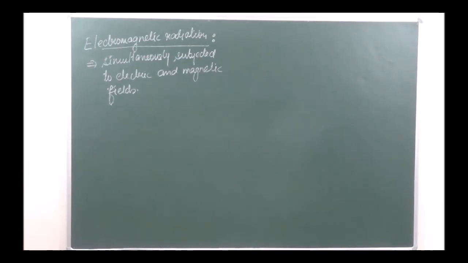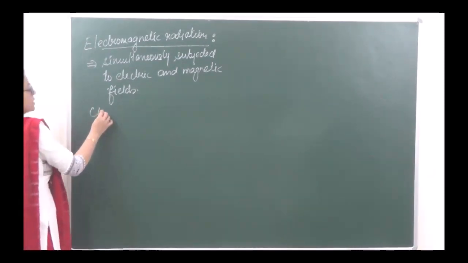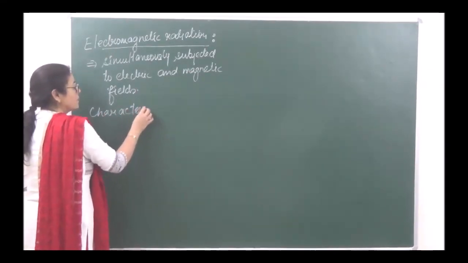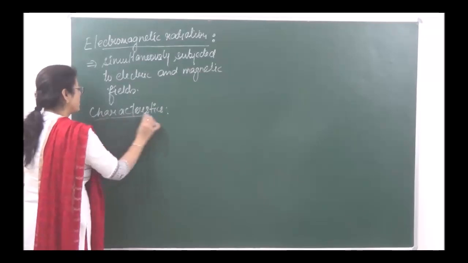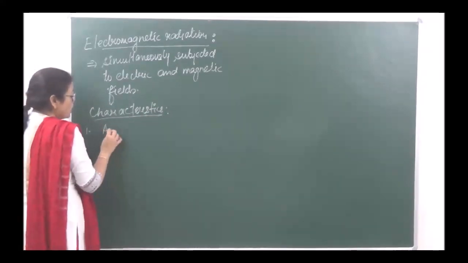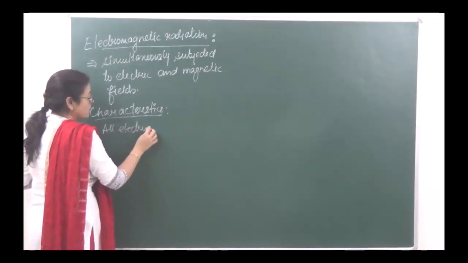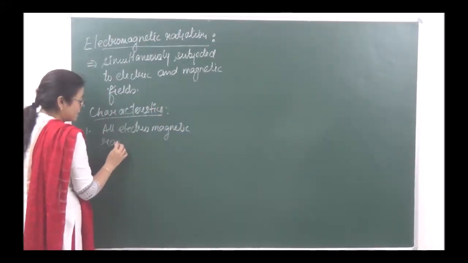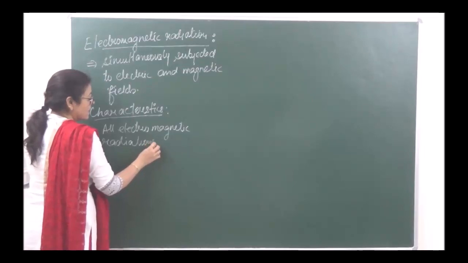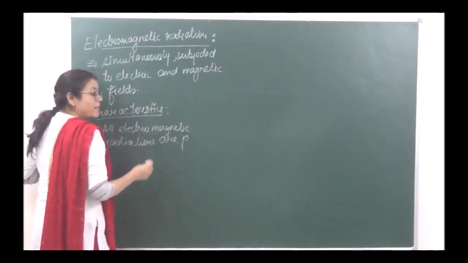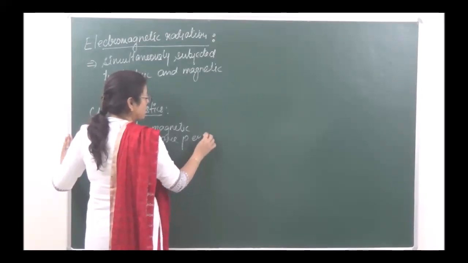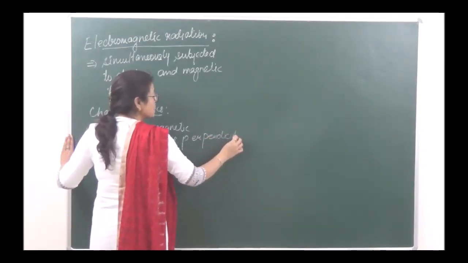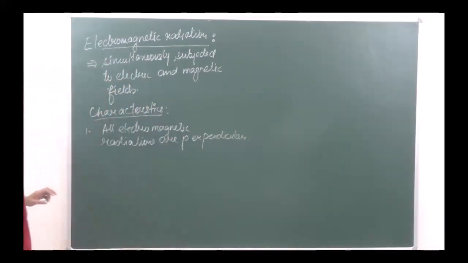Now if you are doing the characteristics of electromagnetic radiations, what do we say? Characteristic number one: all electromagnetic radiations are perpendicular to each other, that is, the electric field and the magnetic field are perpendicular, and the propagation of the wave is also perpendicular, right?